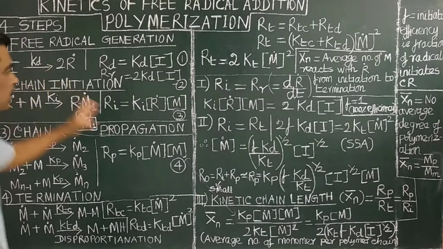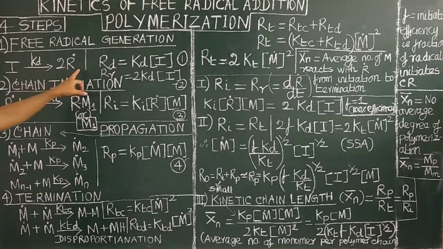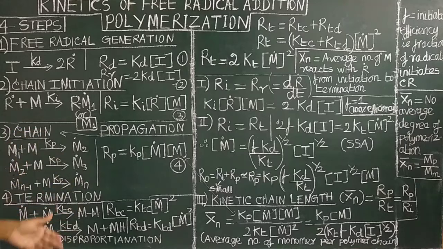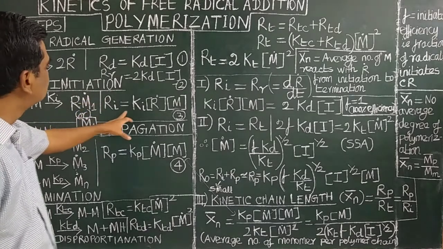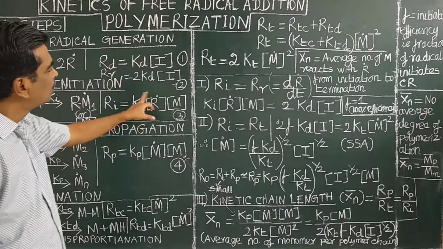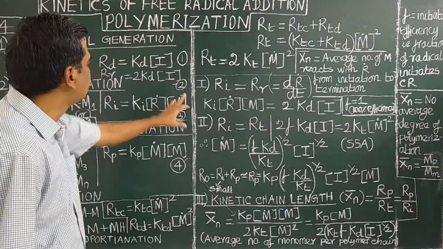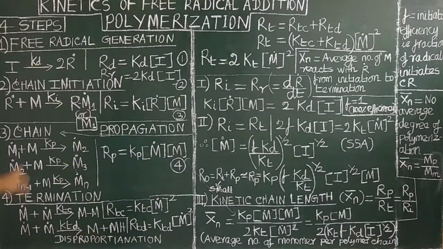Now, let us see the initiation step. The free radicals formed initiate the addition polymerization reaction. Therefore, R dot plus monomer M gives RM1 dot. The rate of initiation is equal to Ki [R dot][M], where Ki is the rate constant of initiation process.